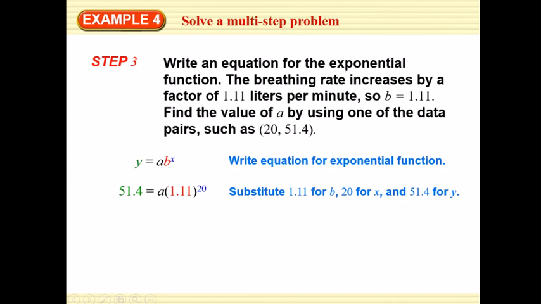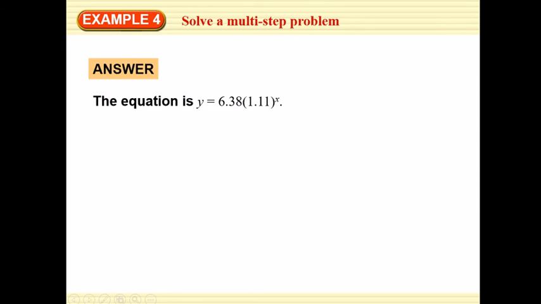All right, so when I compute 1.11 to the 20th, it's going to give me some sort of crazy decimal, but regardless, in order to solve for a, I need to divide it on the other side. And I end up with approximately 6.38. So here is my final equation, substituting in my a value for a and my b value, my common ratio, for b.